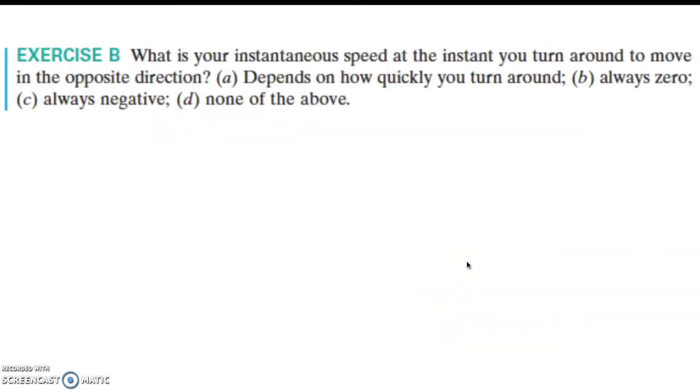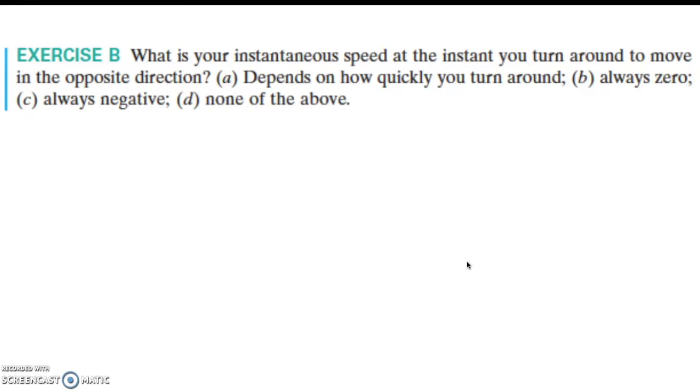So exercise B asks, what is your instantaneous speed at the instant you turn around to move in the opposite direction? And here's your question. A, depends on how quickly you turn around. B, always zero. C, always negative. Or D, none of the above.